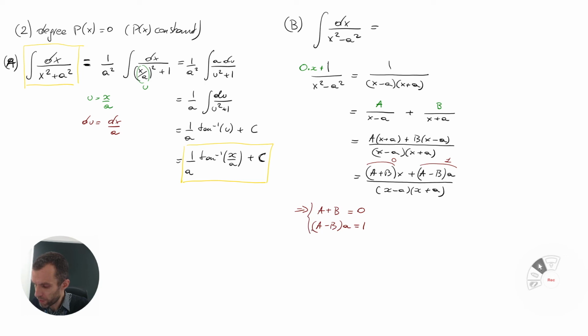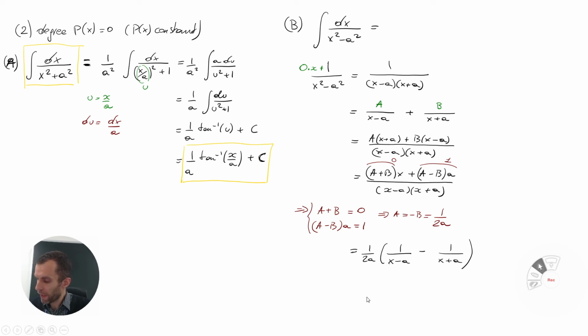So from this, it's a linear set of equations, I get a is minus b is 1 over 2a. And so now what does that do for us? Well, if I go and look back at my expansion here, I can substitute these coefficients and I get 1 over 2a times (1 over x minus a minus 1 over x plus a).